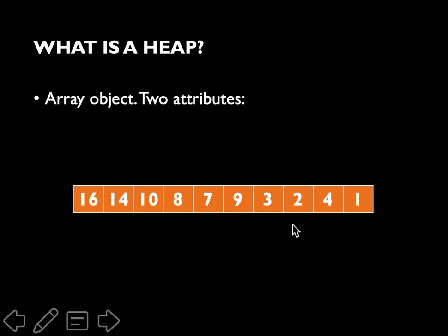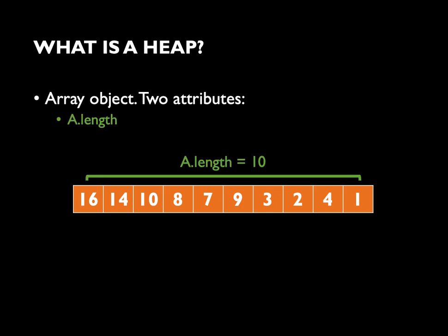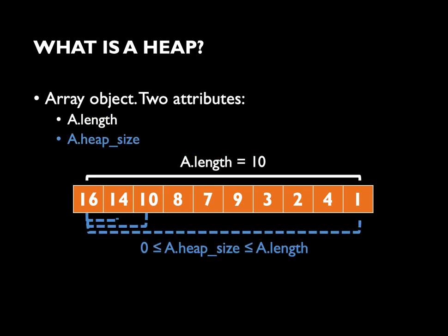This array has two attributes. The first attribute is a.length, the length of the array. In this example, our array has length of 10, and therefore a.length is 10. And the second attribute is the heap size. That is how many elements we would like to include in our heap. This number can vary anywhere between 0 and the length of the array. So the first attribute, a.length, is clear enough, but we'll understand more about the second attribute when looking at the tree representation of heap.